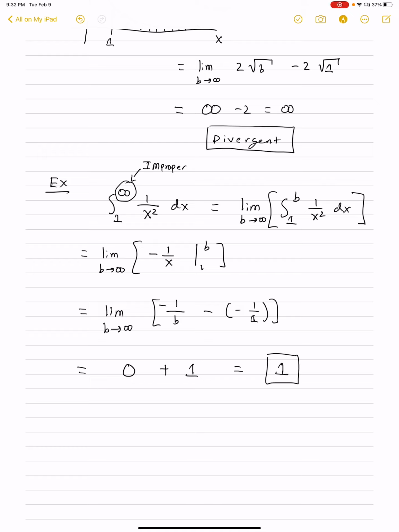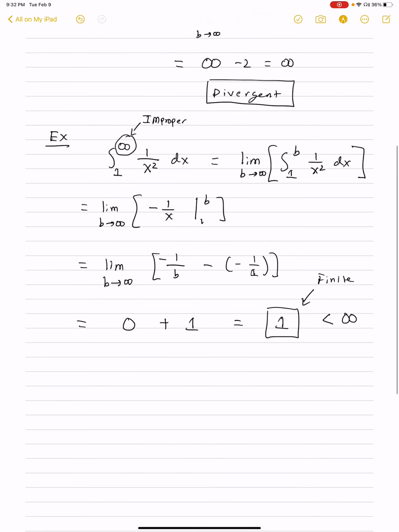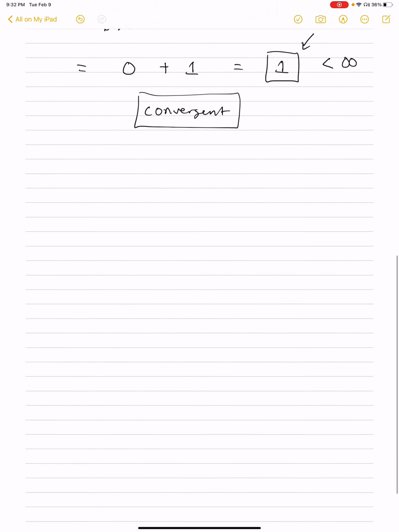The total area under this curve from 1 to infinity is finite, so I'm going to label this as finite. In particular, finite means this is less than infinity. Because this is less than infinity and finite, we say that this improper integral is convergent. Let me give you the definition of an improper integral of type 1.